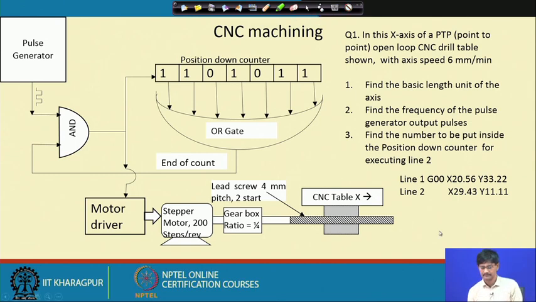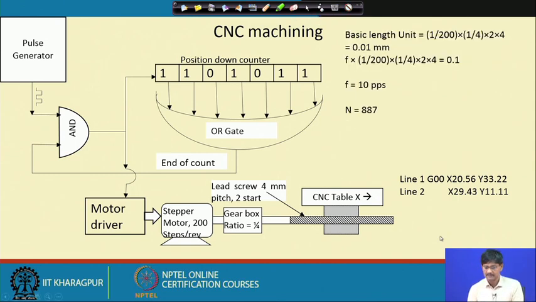Let's see. Yes, these are the answers provided here. Okay, this was 0.1, and from here you can easily calculate F. So having understood this one, let's move on to the next problem.